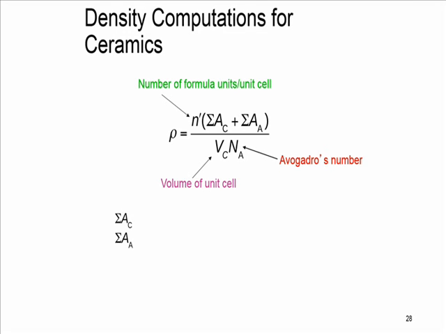And now we go to the next step, which is the calculation of density for ceramics. To calculate the density of ceramics, we use this relation, in which n prime is the number of formula units per unit cell. Sigma A subscript C is the sum of atomic weights of all cations in the formula unit. Sigma A subscript A is the sum of atomic weights of all anions in the formula unit. Vc is the volume of the unit cell, and Na is Avogadro's number. As you can see, an increase in either of these two numbers, the sum of atomic weights of anions and cations, results in higher density.